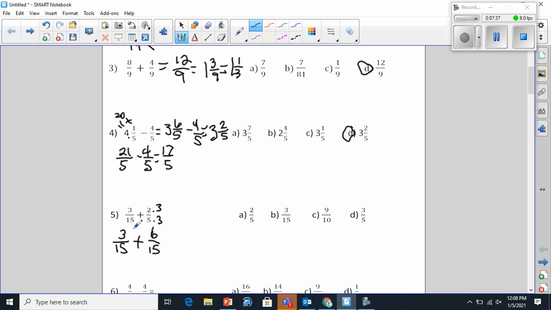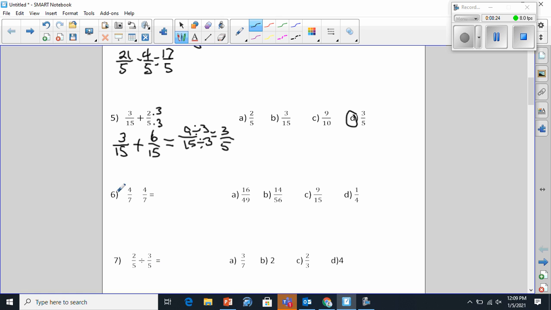And now we can go ahead and add them because the denominators are the same. 3 plus 6 is 9. So this is going to give me 9 over 15. And 9 over 15 is not one of my possible answers. So what do I do? I remember I can go ahead and reduce both of these by dividing them both by 3. 9 divided by 3 is 3. 15 divided by 3 is 5. And so another way of writing this would be 3 over 5. And that is one of my possible answers.